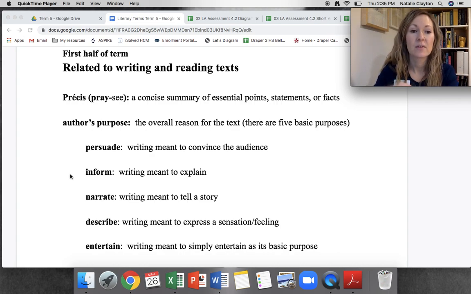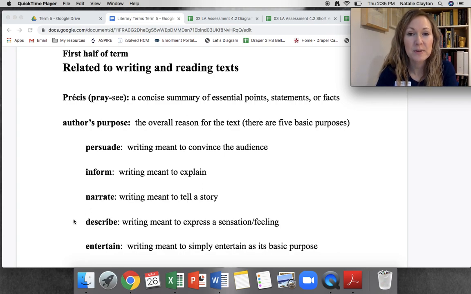Inform. What word? Inform. Writing meant to explain. What's inform? Writing meant to explain. Narrate. What word? Narrate. Writing meant to tell a story. What's narrate? Writing meant to tell a story.